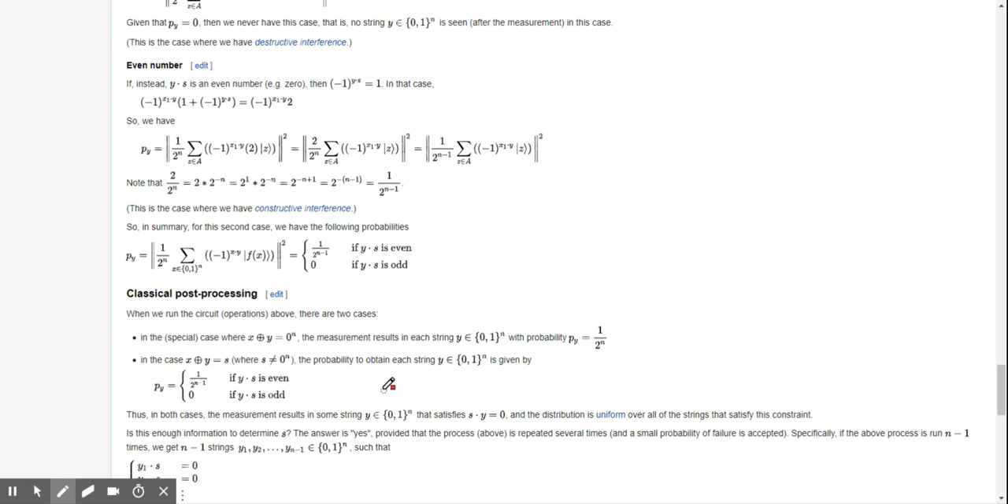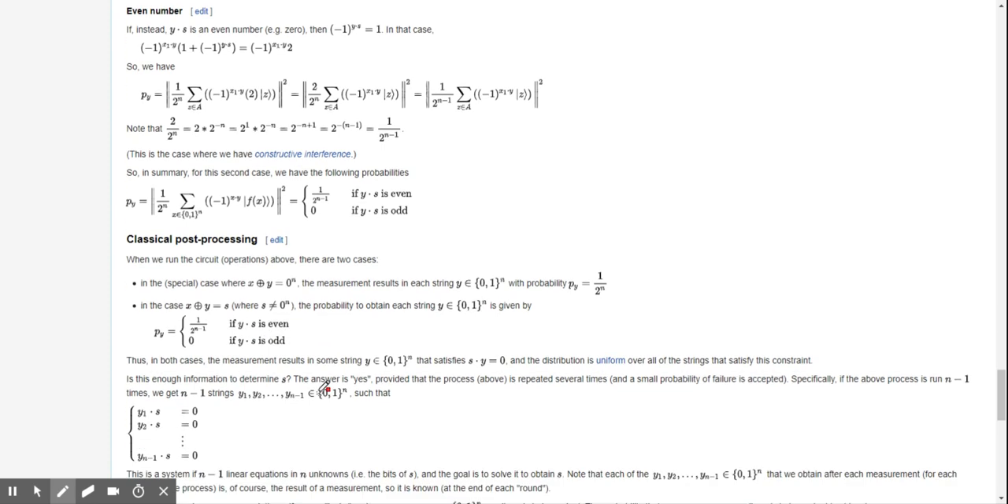In the case where x times y equals s, the probability to obtain each string is given by 0 if y times s is odd, and okay, if y times s is even. Because in both cases the measurement results in some string y that satisfies that s times y equals 0.